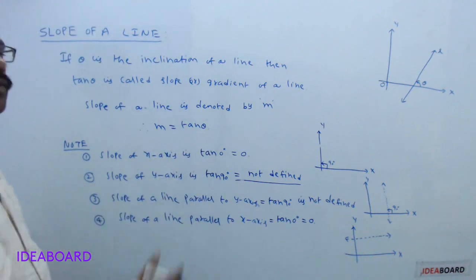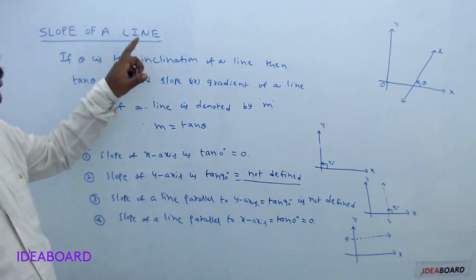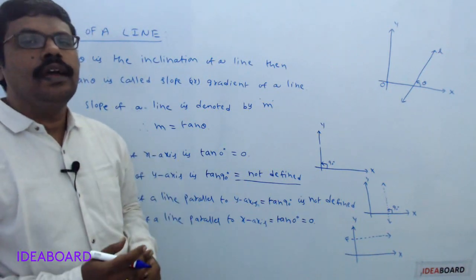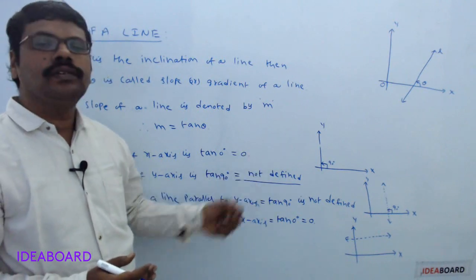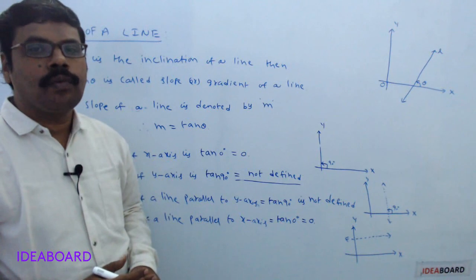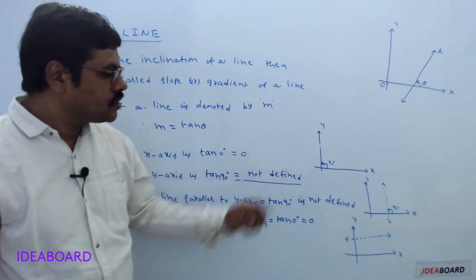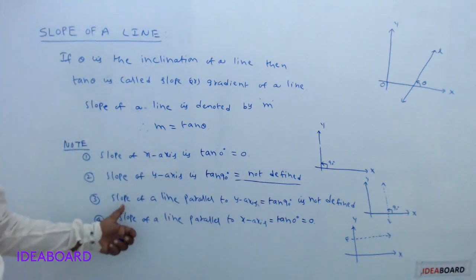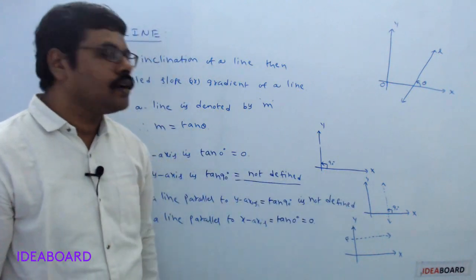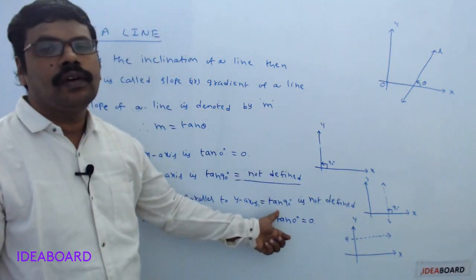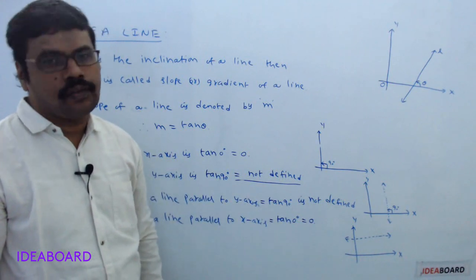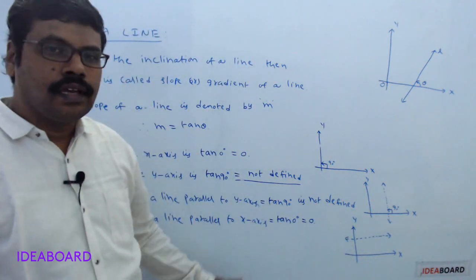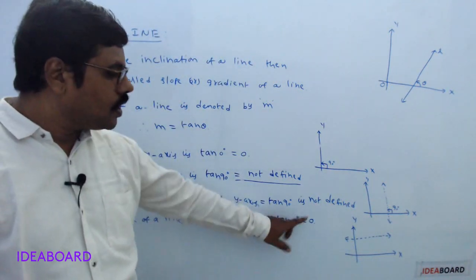Here we are discussing 4 points regarding this slope of a line concept. What is the first point? Slope of x-axis is tan 0 degrees. What is its value? 0. Second point, slope of y-axis is tan 90 degrees. That should be not defined. Then third point, slope of a line parallel to y-axis. What is its value? Tan 90 degrees. It is not defined. Then last point, slope of a line parallel to x-axis. That is tan 0 degrees. What is its value? 0.